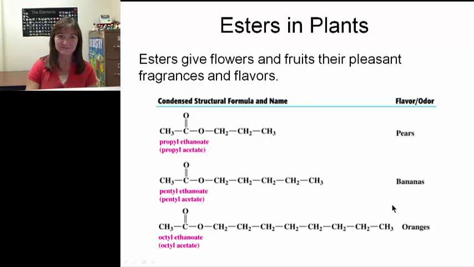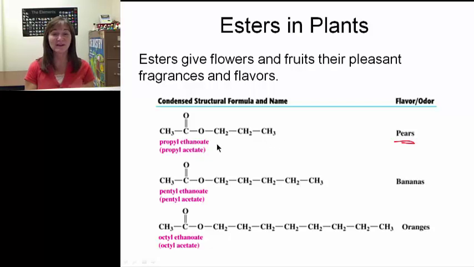So, some esters in plants. Esters give flowers and fruits their pleasant fragrances and flavors. So here are just a few for you to look at. It turns out that pears have this particular structure. And I'm not going to test you on this.